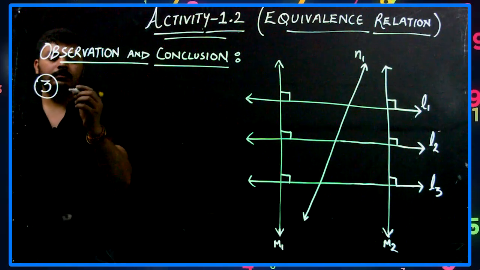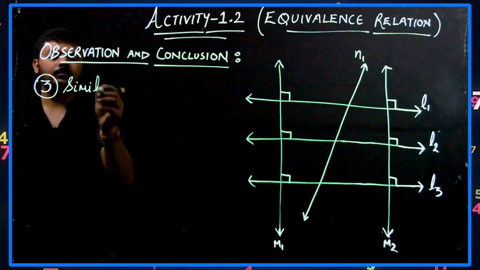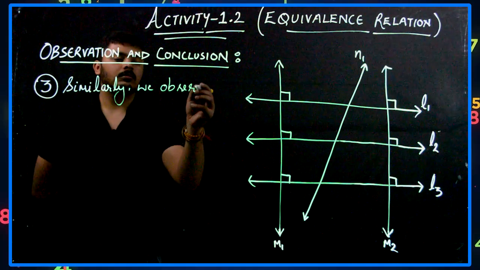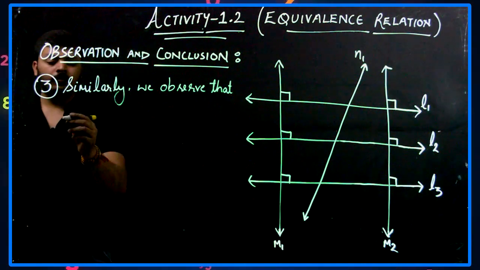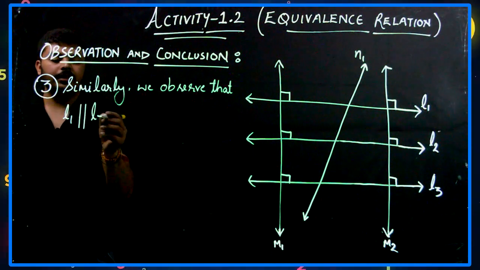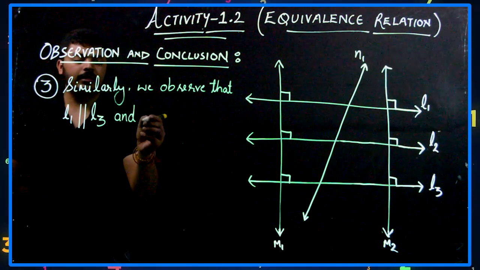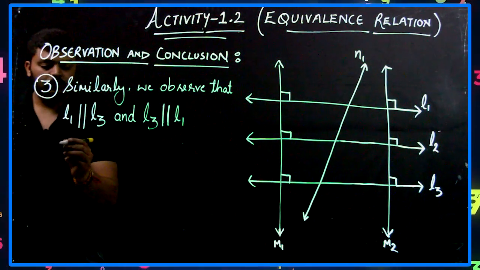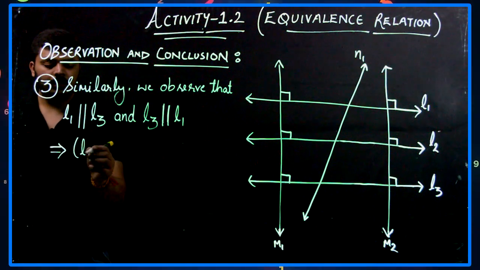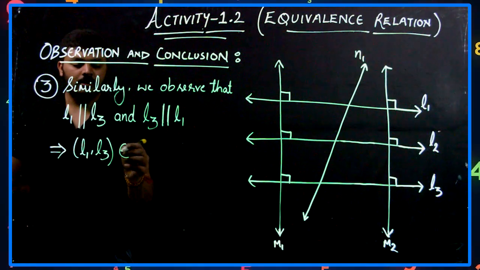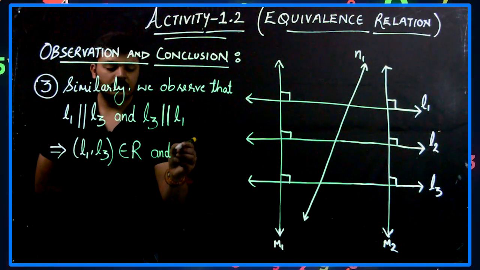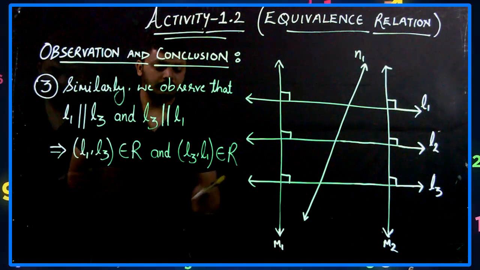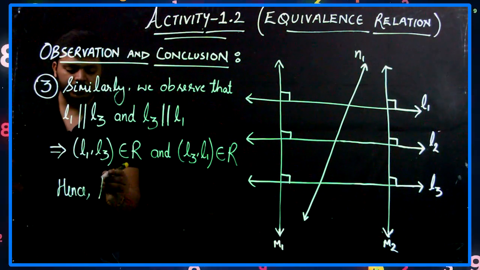So, our third observation is, similarly, we observe that L1 is parallel to L3 and L3 is parallel to L1, which implies (L1, L3) belongs to R and (L3, L1) belongs to R. Hence, we can say the relation R is symmetric.